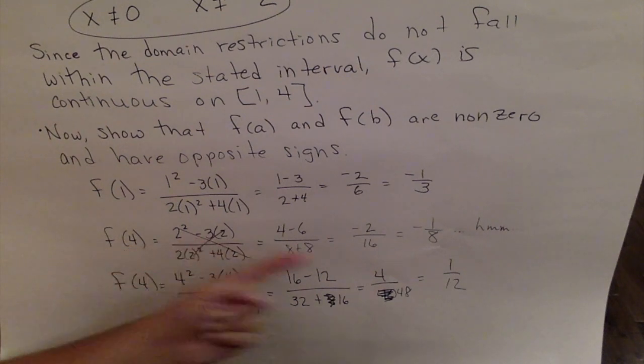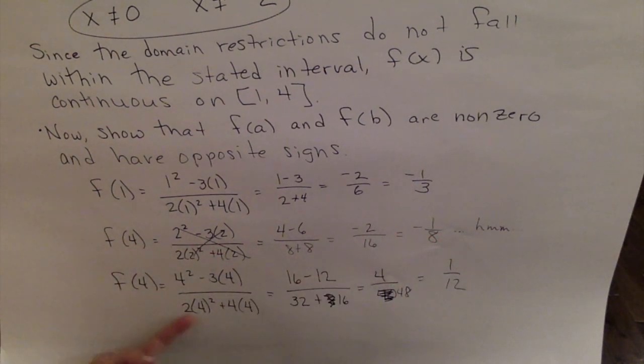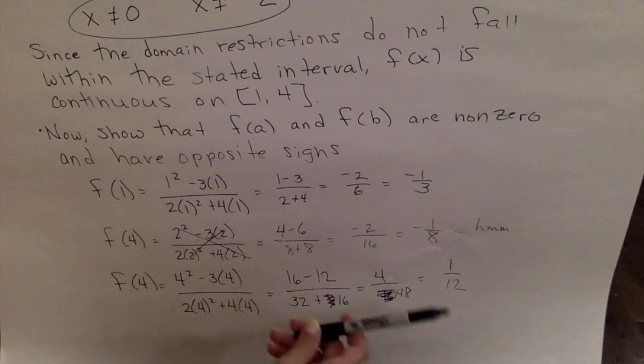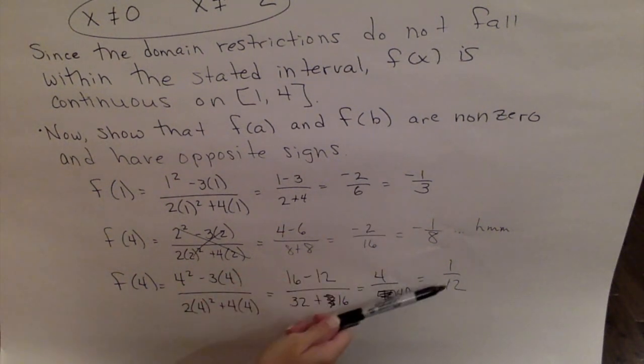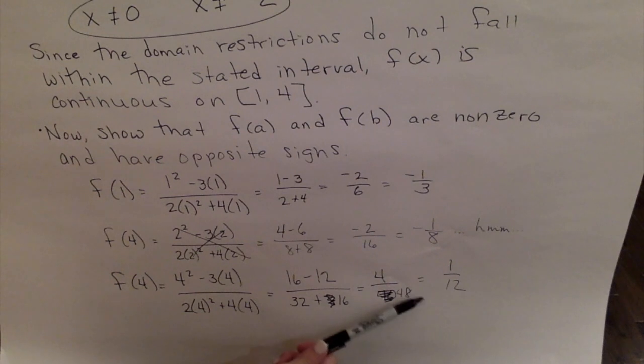I put a 2 in place of x instead of 4. I found f of 2, which is negative. Interesting. And I found f of 4, which actually is positive. So here's what's happening. We actually found more than we wanted to. F of 1 is negative. F of 4 is positive.